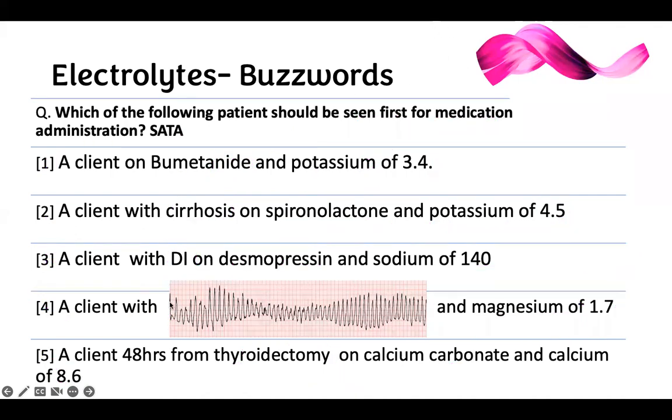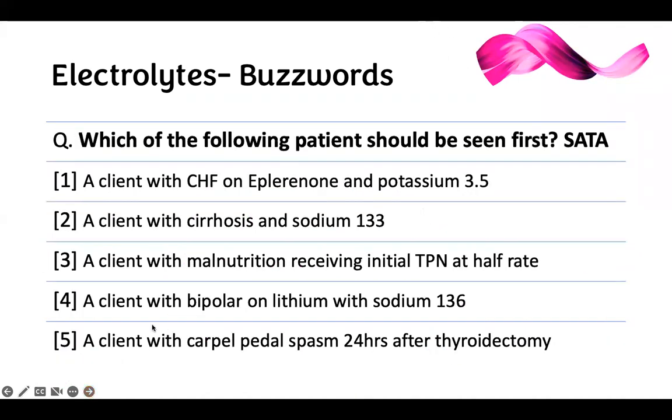So you guys are seeing the features that they can ask you. These are the things you should be seeing as we continue to do it. This may be the last one. Which of the following should be seen first? A client with CHF, okay, is on eplerenone, and a potassium is 3.5.